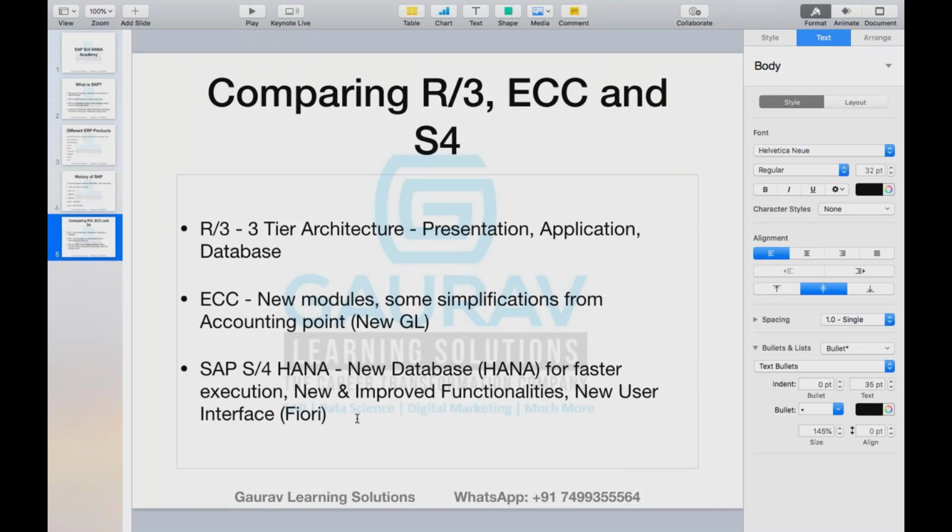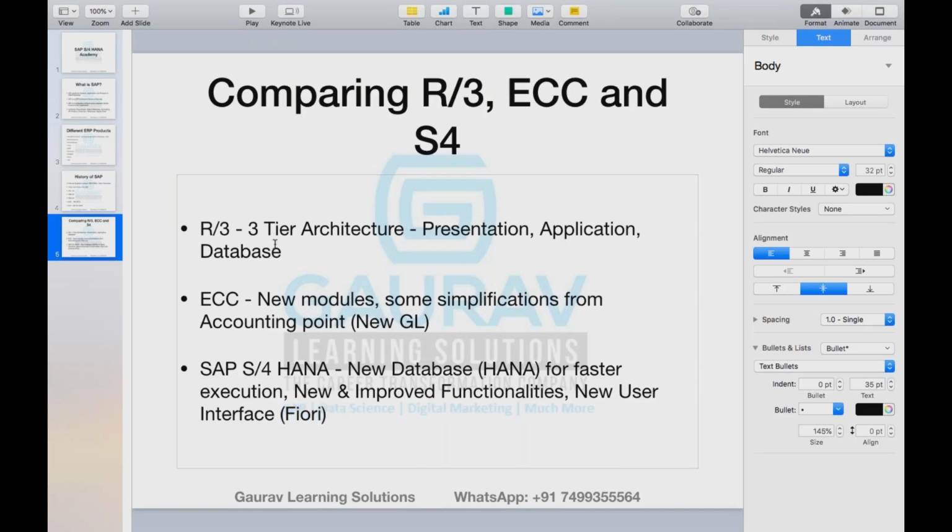Okay, so SAP S/4HANA, just remember 3 things. Why SAP S/4HANA? Number 1, it provides a new database which will make sure that your processes are executing faster. It provides you new and improved functionalities, and it is also providing you the new user interface in terms of Fiori, which will be like a browser-based screen where you'll be able to do the transactions very easily. Even there is not much training required for the end user. Okay, so these are some of the benefits.